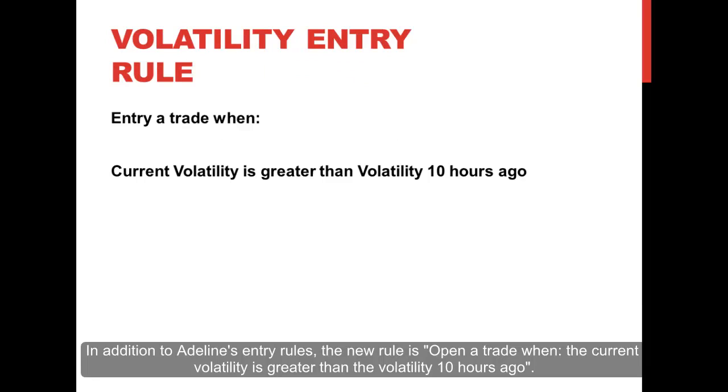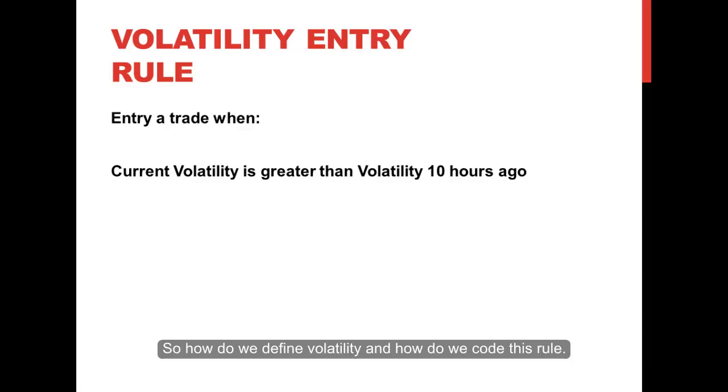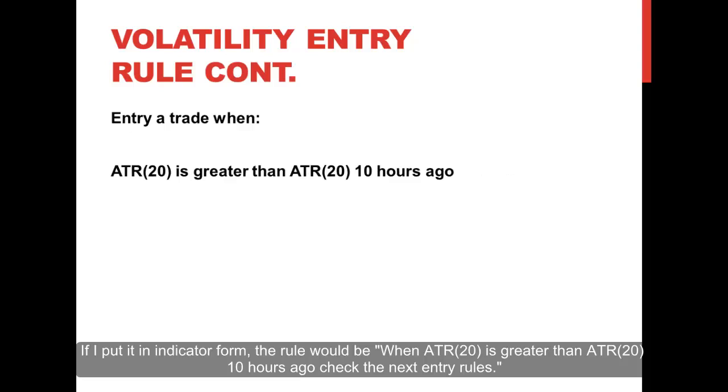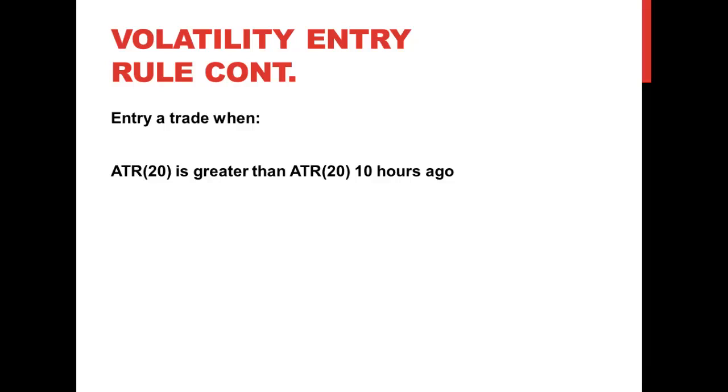In addition to Adeline's entry rule, the extra rule is: open a trade when the current volatility is greater than the volatility 10 hours ago. So how do we define volatility and how do we code this rule? If I put it in indicator form, the rule would be: when ATR 20 is greater than ATR 20 10 hours ago, check the next entry rules.